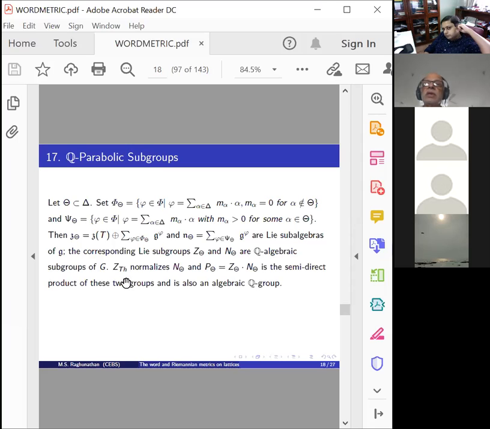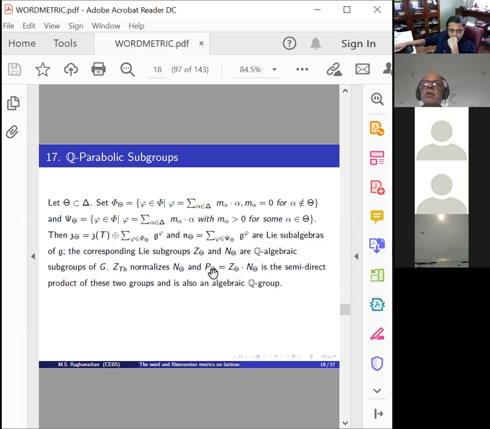Z_theta normalizes N_theta, and P_theta, the semidirect product of Z_theta and N_theta, is also an algebraic Q-group. Such a group is called a parabolic group, and it's the parabolic subgroup corresponding to the subset theta of delta.